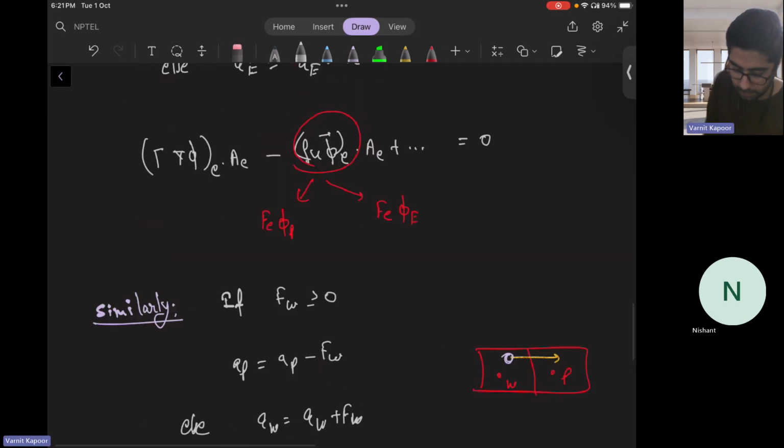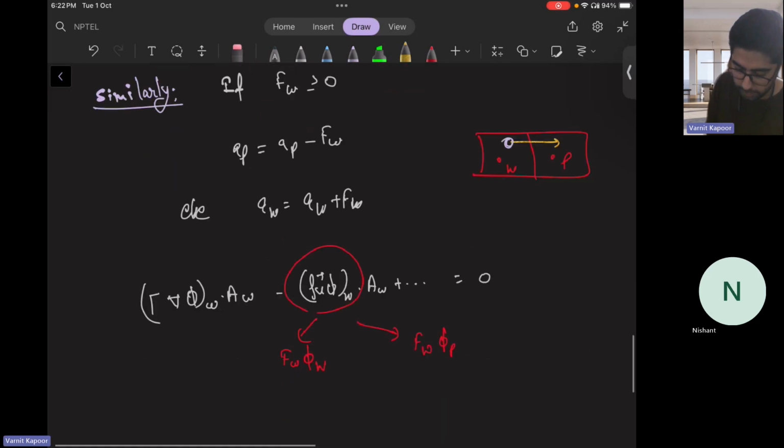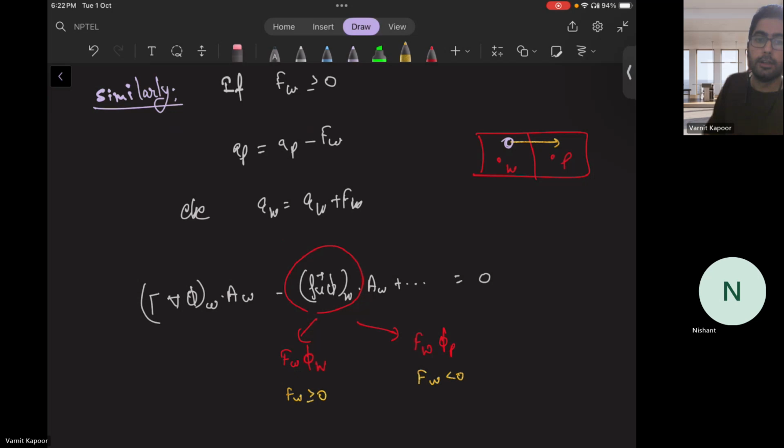Same thing I have written here. It will be FE greater than equal to 0 and FE less than 0. Here also FW greater than equal to 0 and FW less than 0. Again, 4 such conditions for all the phases, east, west. So what can we do? We can create a general algorithm for upwind differencing scheme.